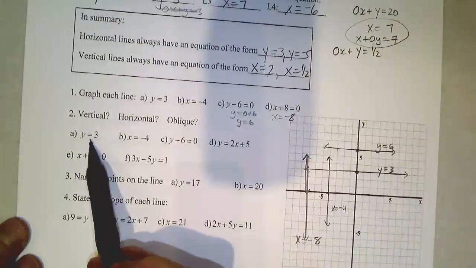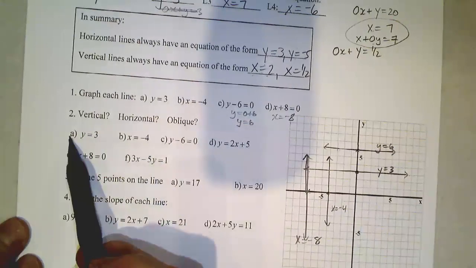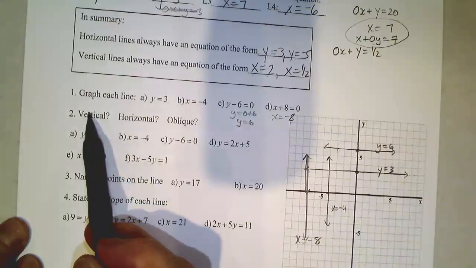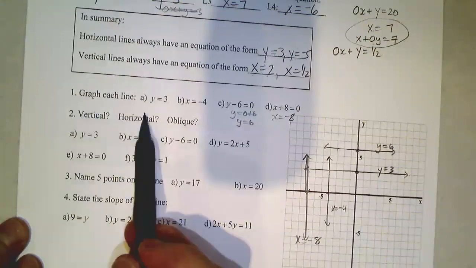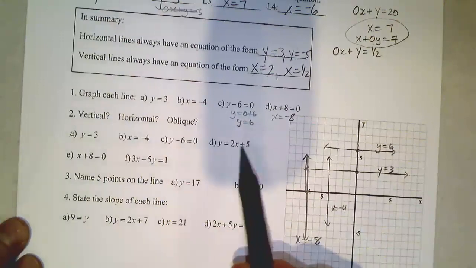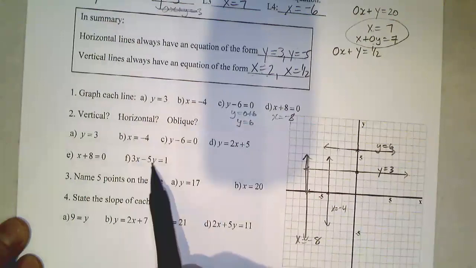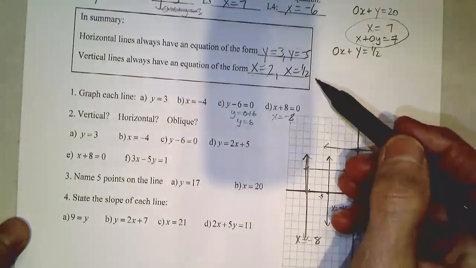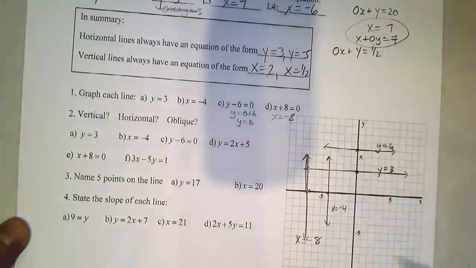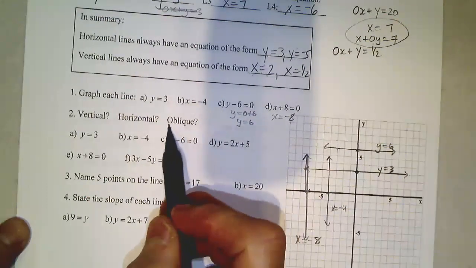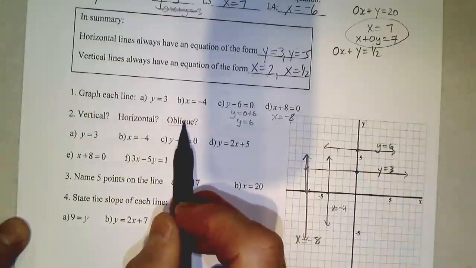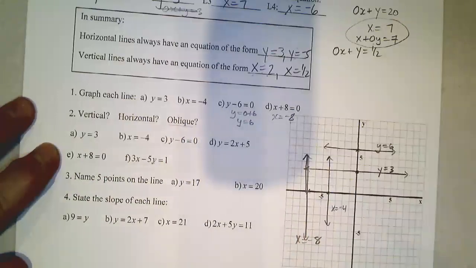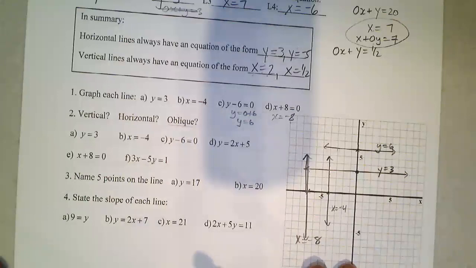Now, when you have equations that are missing a variable, that's when we know it's vertical or horizontal. But when you have a line that has both variables, those are the kind that we were doing until this point, which they can go down or they can go up. They're called oblique lines. Those are lines that are not vertical and not horizontal.